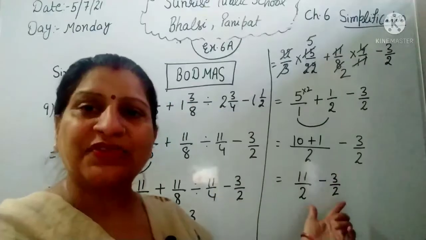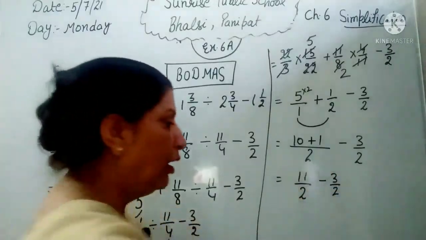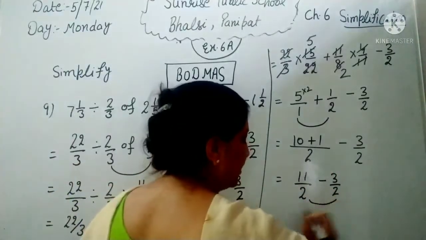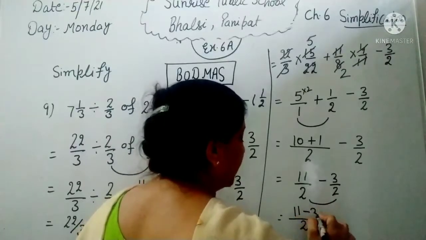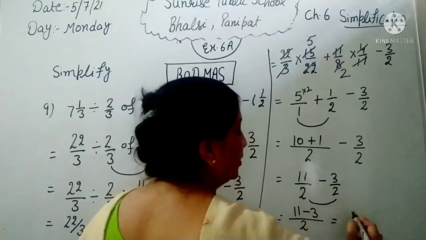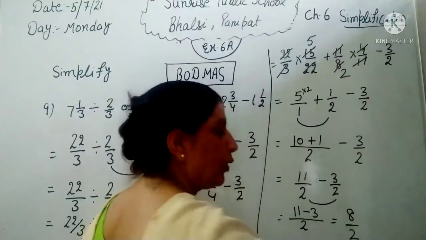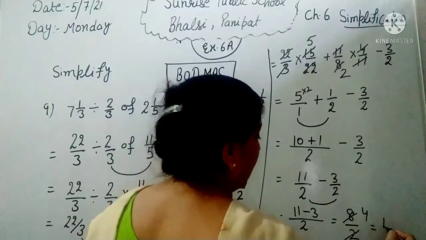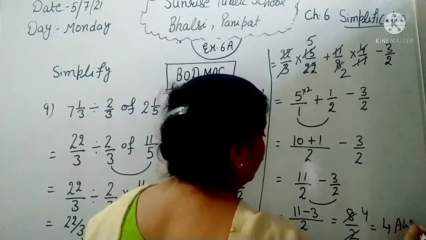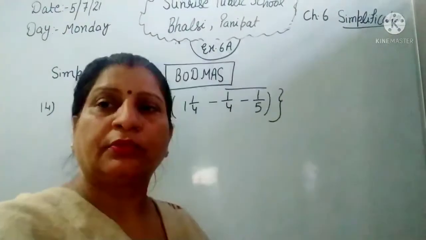Now it becomes a like fraction. Like fraction में denominator same होगा तो आपका LCM as it is 2 आ जाएगा. So we write here 2 and 11 minus 3 as it is here. After subtracting we get 8 by 2. Now 8 is divisible by 2, so we write 2 4s are 8 and your answer becomes 4. Clear this one? Now we do the next question.